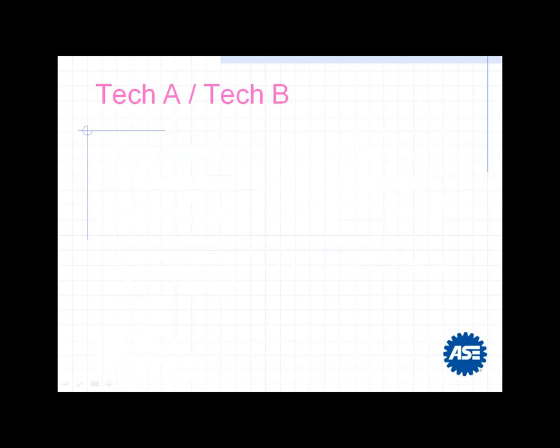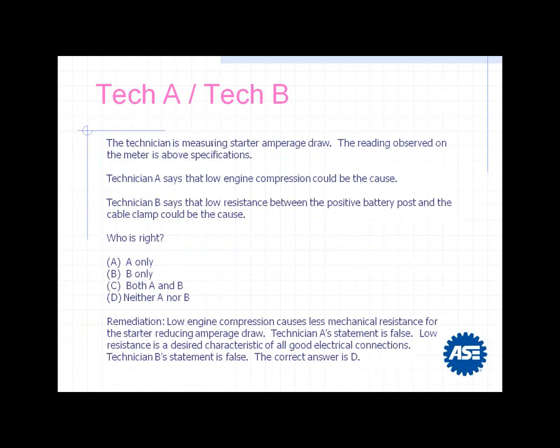So, let's take a look at that key information. I'm going to bring this up full screen so we can look at it again. The reading that we've measured is above specifications. That's in the setup of the question. The current draw is above specs. That's key. Technician A says that low engine compression could be the cause. Well, his key information is low compression. Technician B says that low resistance between the positive battery post and the cable clamp could be the cause. And we've got low electrical resistance as the key information to the situation.